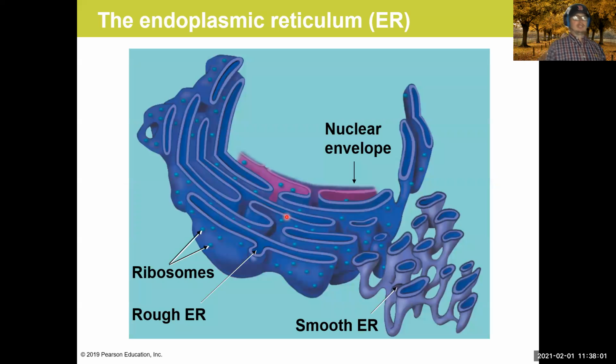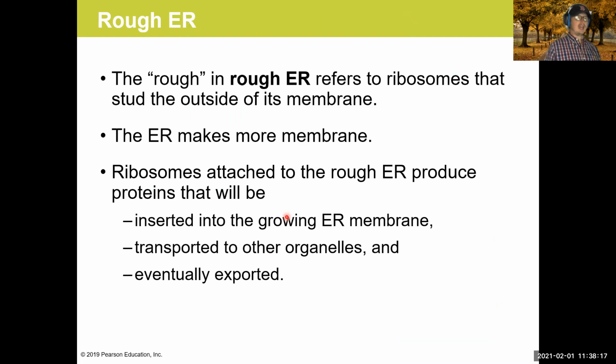Here we have a zoomed in image of that, where you have that rough ER attached to the nuclear envelope, and then that smooth ER in the bottom right. We're also showing where the ribosomes are located on the rough ER itself. And we call the rough ER that name because it's rough in appearance, it's rough in structure, because it has those ribosomes attached to the outer surface.